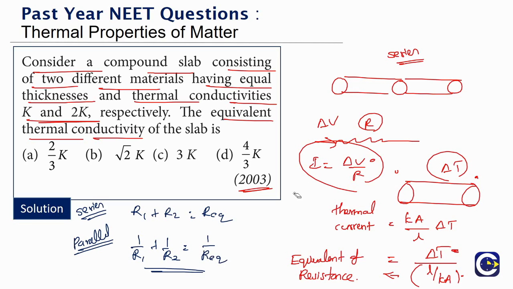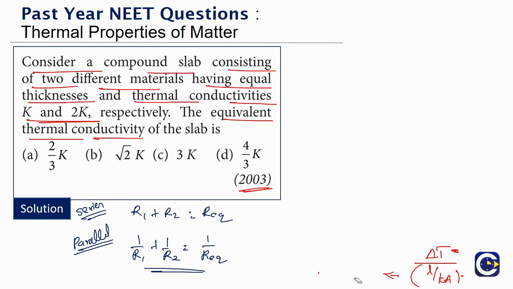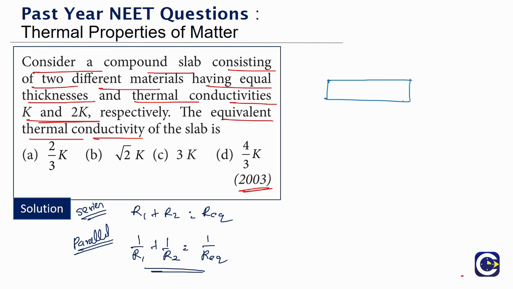Now in the case of thermal resistance also, we'll use the same approach. If you have slabs in series, the equivalent thermal resistance is R1 plus R2. Parallel means 1 by R1 plus 1 by R2 is equal to 1 by R equivalent. Now let us come to the problem that we have. They are saying there are two slabs. Here this question is also a little bit ambiguous. Why? They did not say exactly how the compound slab is obtained. This leaves the ambiguity whether it is a parallel arrangement or a series.